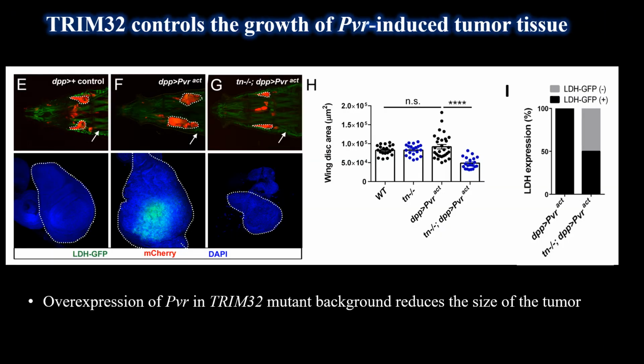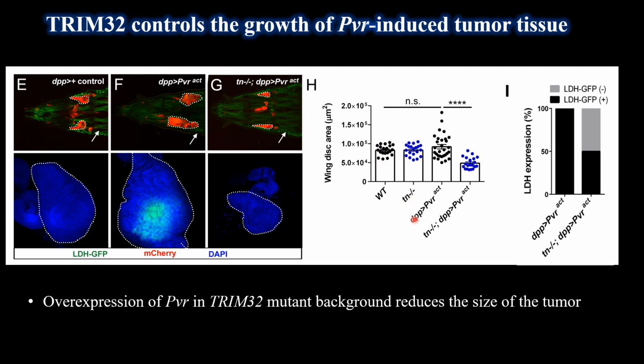We decided to analyze the effect on wing disc tumor in our TRIM32 mutant background. First, in general, the wing disc is not glycolytic in nature, so in our control, we do not see any LDH activity. When we express the activated form of PVR in the wing disc using DPP as a driver, we see massive growth of the wing disc, and also we see robust LDH activity. However, when we express the activated form of PVR in a TRIM32 mutant background, we see a significant reduction in the size of the wing disc, which is also depicted here in our bar graph, where you can see in general wild type and TRIM32 mutant wing discs are of comparatively similar area.